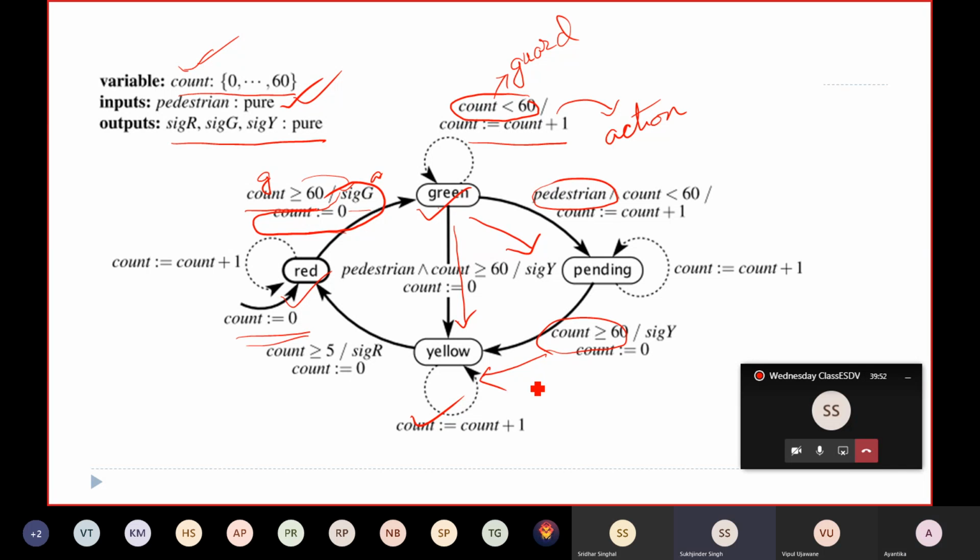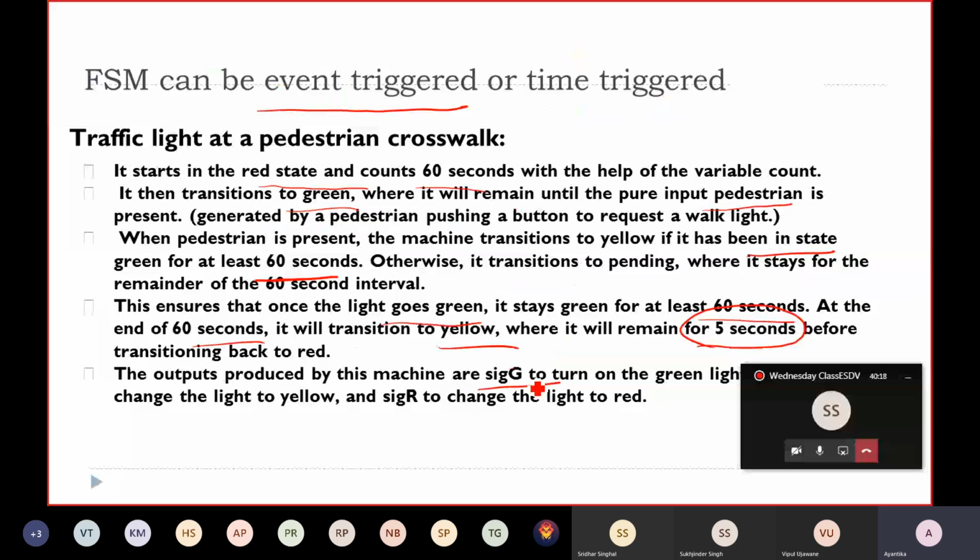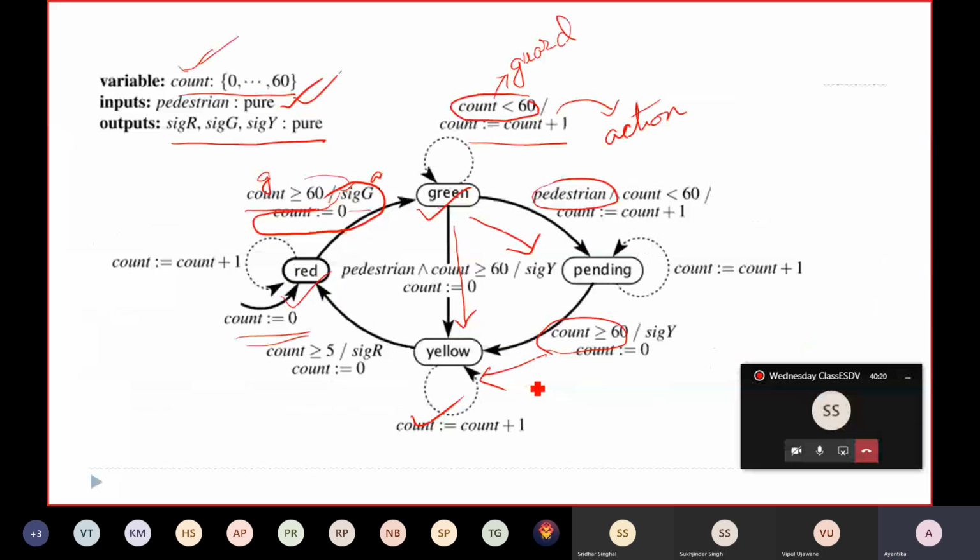Ma'am, whenever the pedestrian presses the button, shouldn't the light move from green to red? Because the pedestrian has to cross the road, the light needs to be in a red state. Well said, exactly. Here, according to your specification, it is considered this way. Of course, you can modify your specification so that it goes from green to red state, and then the pedestrian passes.